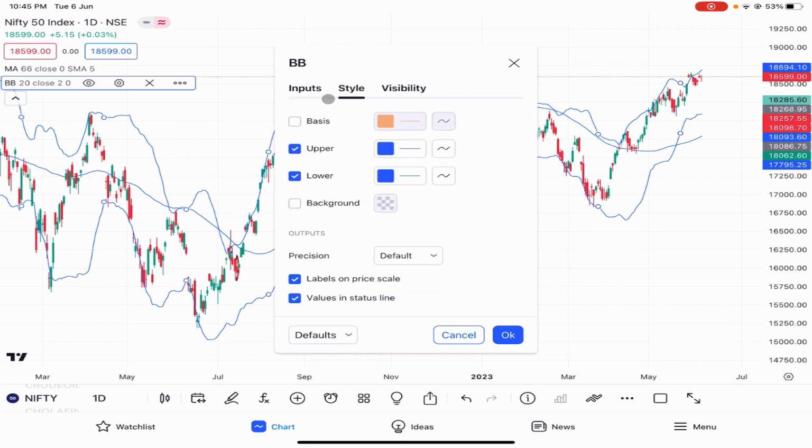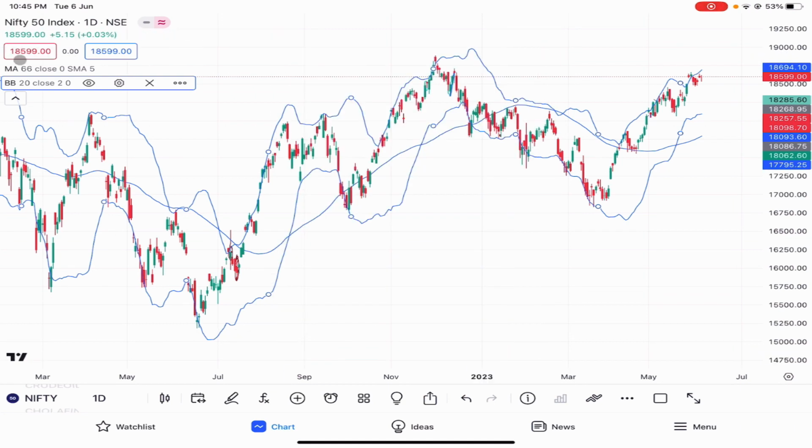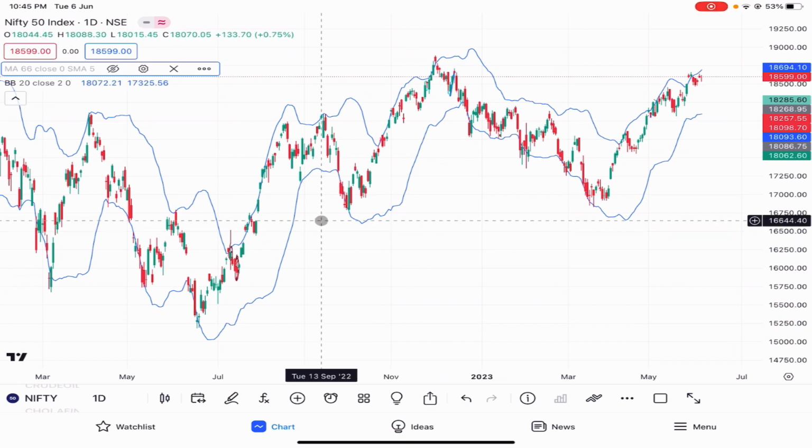So I have unticked the basis over here, the middle line, which is the SMA, using which the Bollinger Bands are calculated. So in this case I am using a 20 SMA. So my upper band is going to add the 2 standard deviation and my lower is going to subtract the 2 standard deviation. I have removed my basis and the background because I don't want the shaded part. Now if you look at this, let me just untick my moving average for a second. This is how my Bollinger Bands look like.